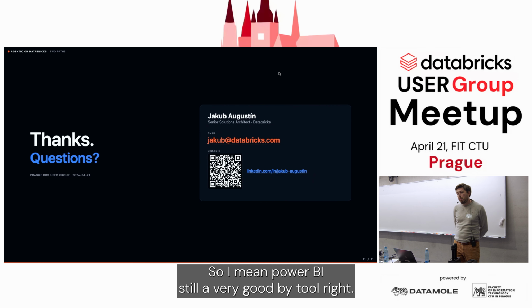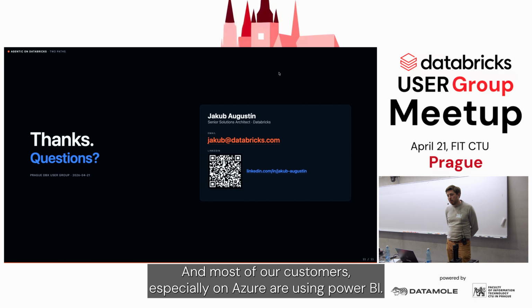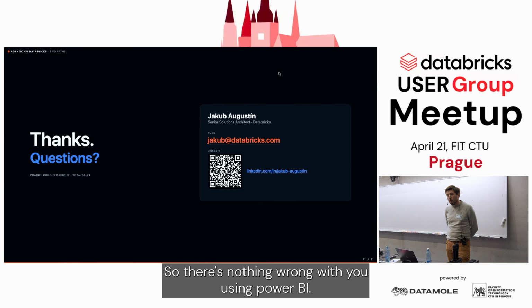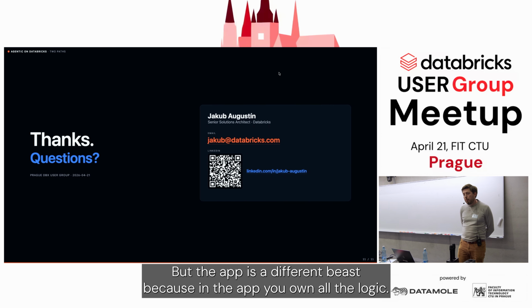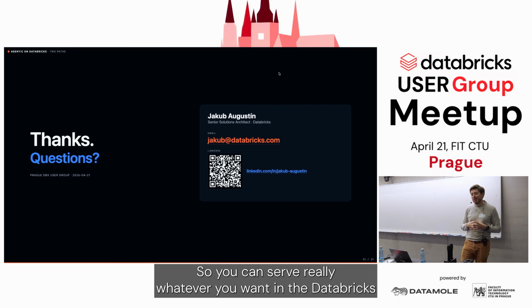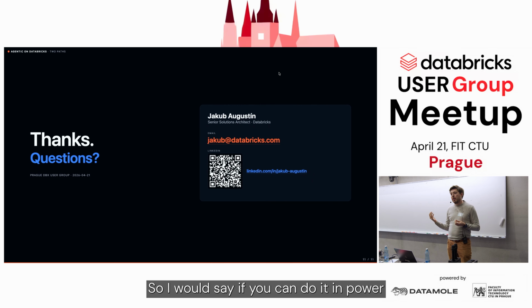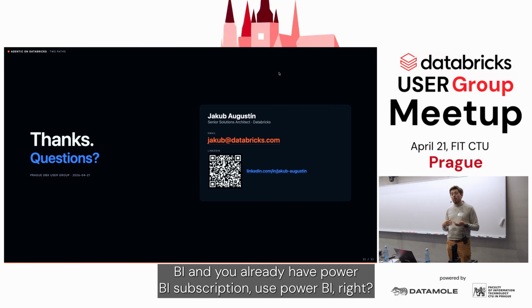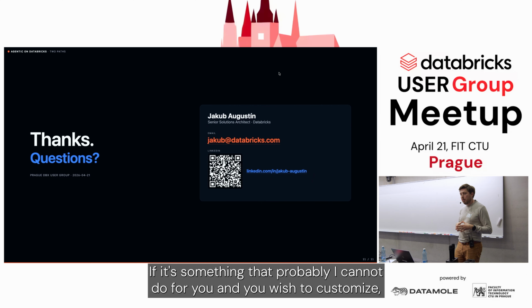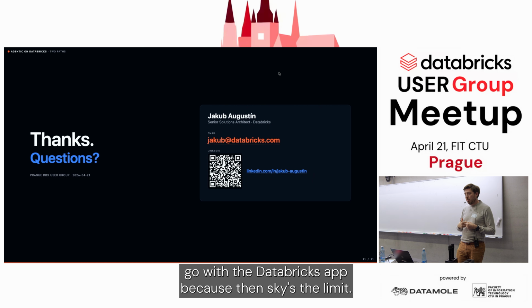Yeah, so I mean, Power BI is still a very good BI tool, right? And most of our customers, especially on Azure, are using Power BI, so there's nothing wrong with you using Power BI. But the app is a different beast, because in the app, you own all the logic. So you can serve really whatever you want in the Databricks app and use whatever framework you wish to use in order to render the data. So I would say, if you can do it in Power BI and you already have a Power BI subscription, use Power BI, right? It's a good choice. If it's something that Power BI cannot do for you and you wish to customize, go with the Databricks app, because then sky is the limit, really.